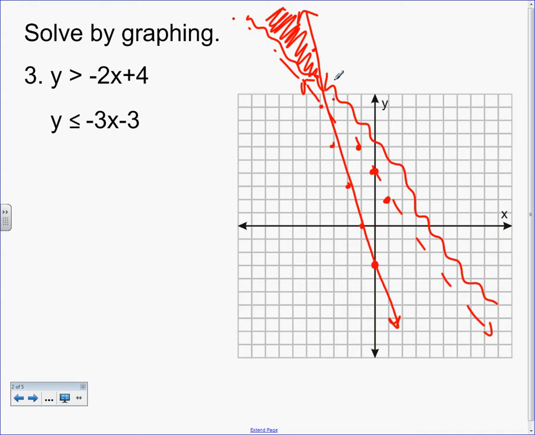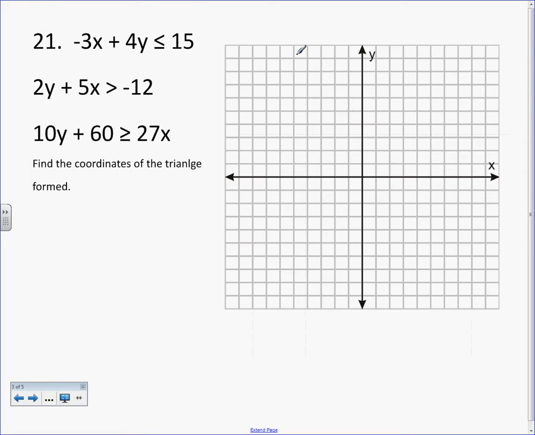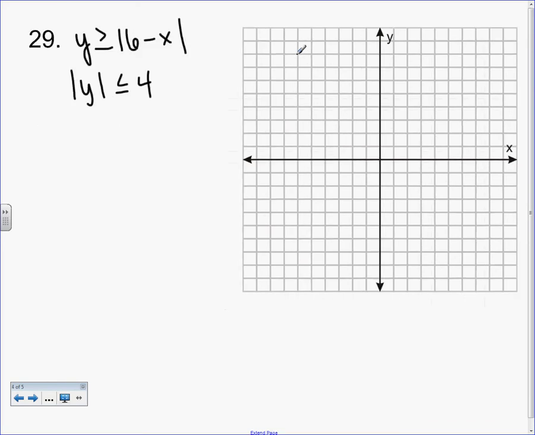So is the origin a solution here? No. I'm not going to try to guess where that is, but if it's in here, it is. If it's on a solid line, it's a solution. If it's on a dashed line, it's not. Do you guys get that? Okay, great. The next one, we're going to come back to that one. It's a little bit harder, I think.